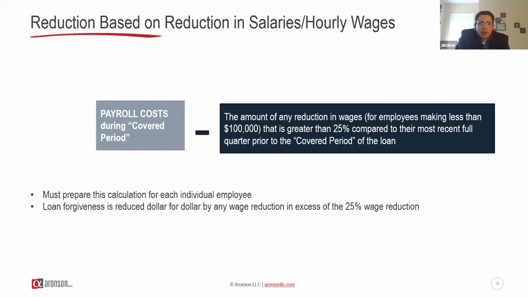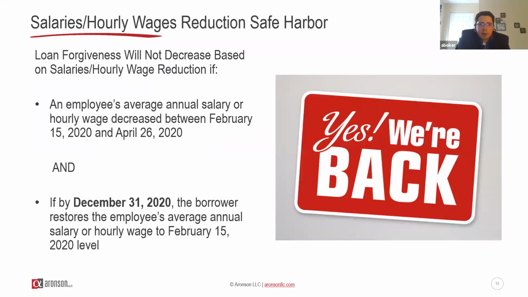Now, as far as the reductions go, this did not change. The salary and wage reduction rules still apply. You've got to look at your payroll costs, and you've got to back out anybody that got a 25% or more haircut on their compensation. So that did not change. The safe harbor is still applicable for anybody that had salary or wage reductions. You can make everybody come whole. The only difference is that instead of June 30th, you have until December 31st to bring your employees' salary and hourly wage levels back to February 15th.